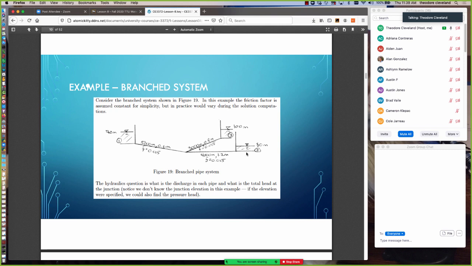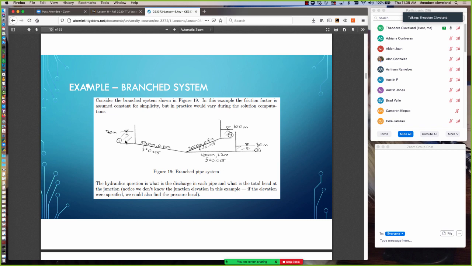So we have reservoir 1, 2, and 3. Reservoir 1 has a pool elevation of 70 meters. Reservoir 2 has a pool elevation of 80 meters. Reservoir 3 has a pool elevation of 100 meters. And they're connected by these three pipes coming to a common junction here.